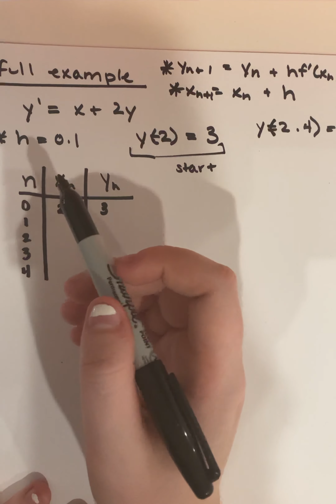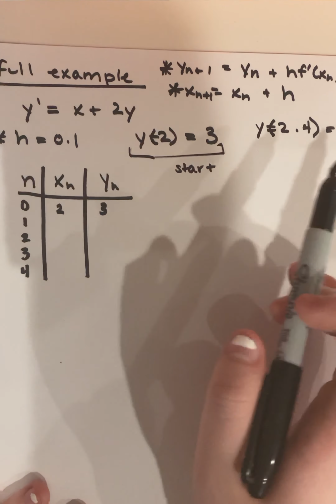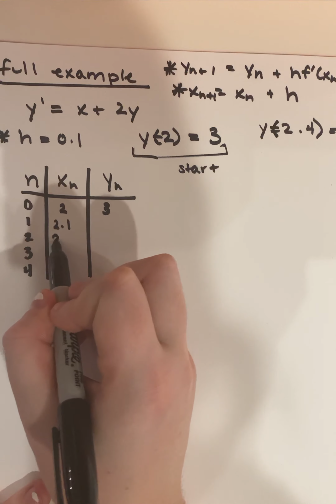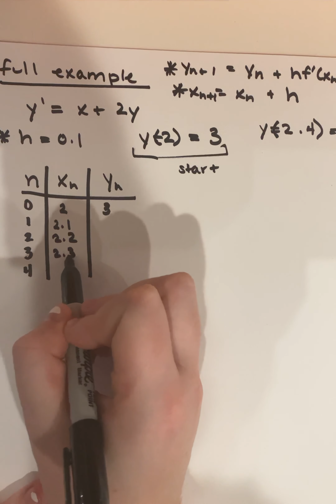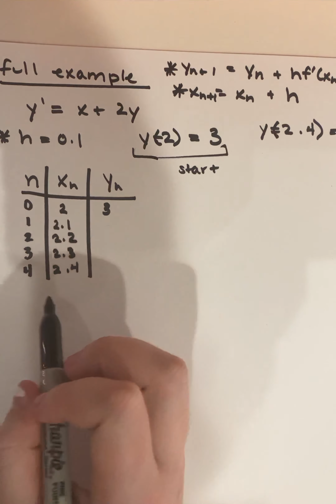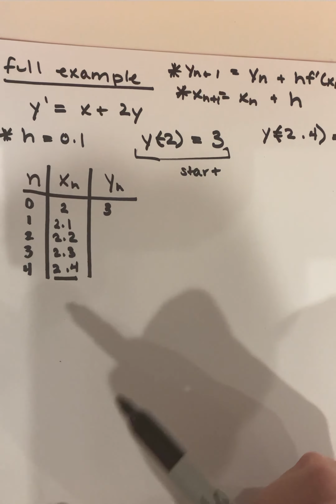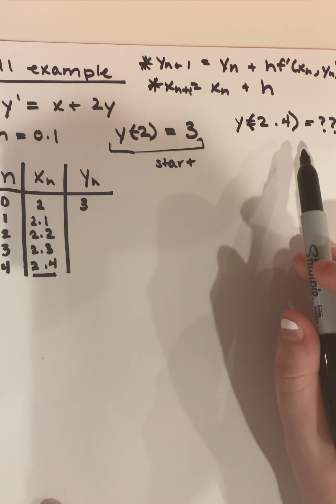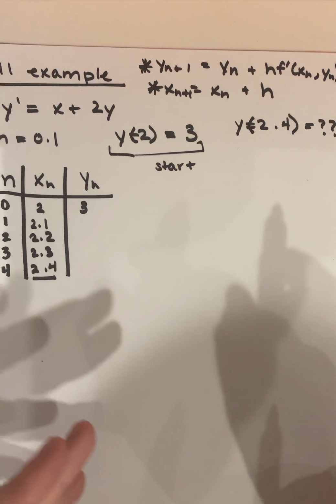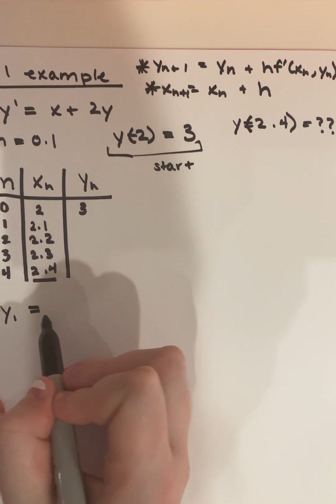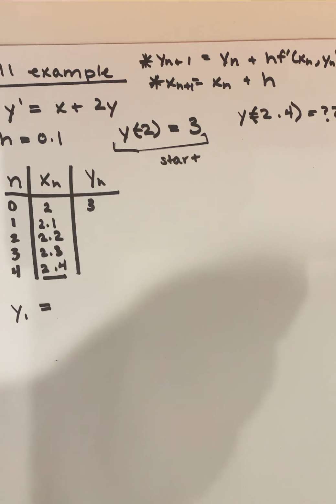So x sub 1 is going to be 2 plus 0.1, which is 2.1. And then we're going to go 2.2, 2.3, and 2.4. And that is the ending value that we are trying to find in relation to y. So, given that, we are going to take our equation and we're going to put it in.